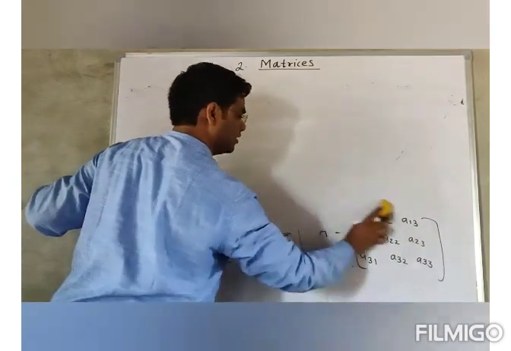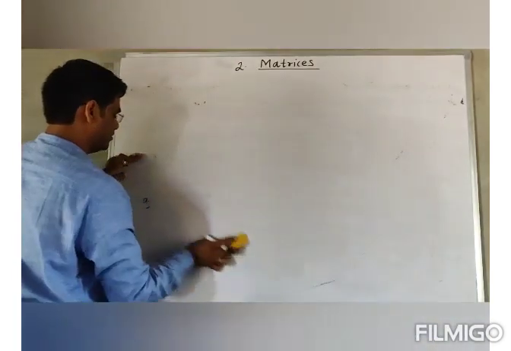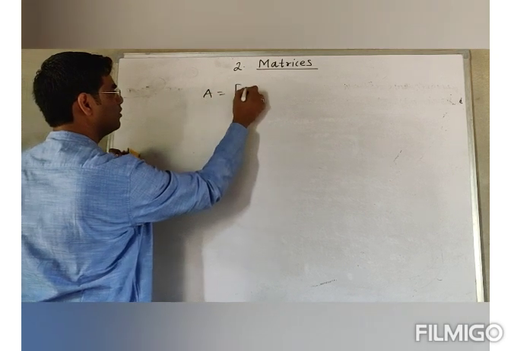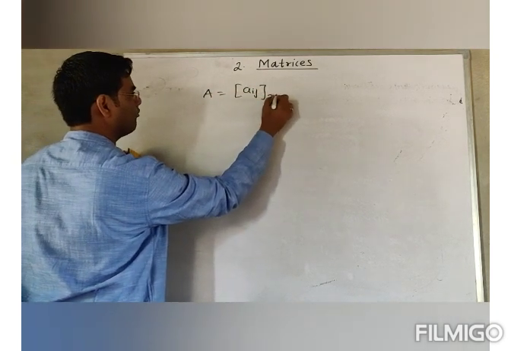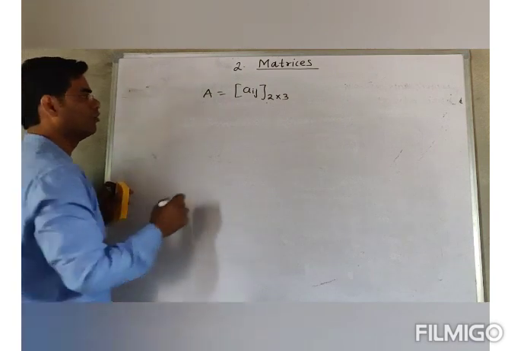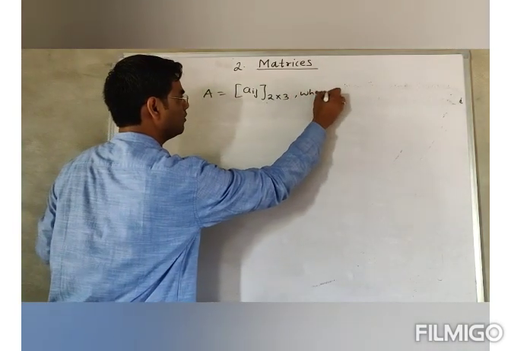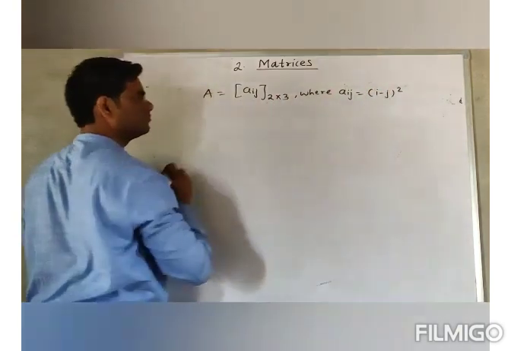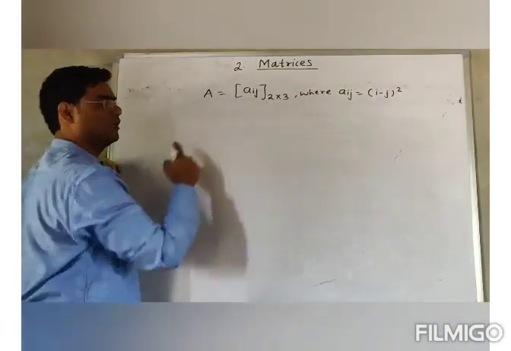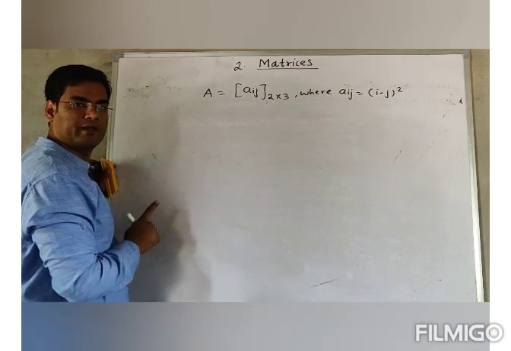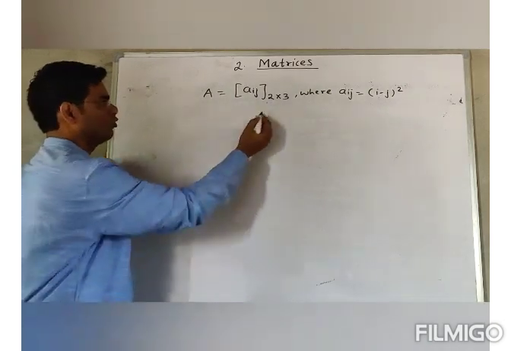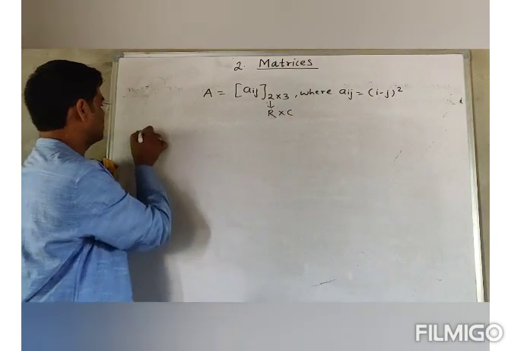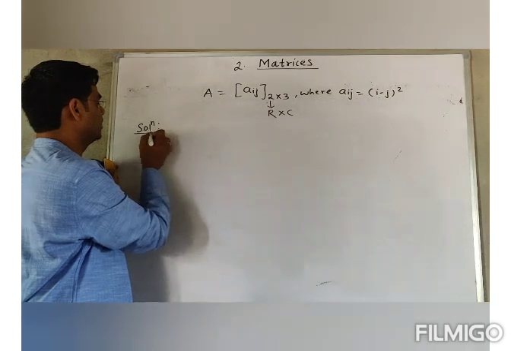From the first exercise, the question is: construct a matrix A of order 2 by 3, where Aij is equal to (i minus j) the whole square. Now what is the meaning of 2 by 3? 2 by 3 is known as the order of the matrix. 2 indicates the number of rows and 3 indicates the number of columns. So this matrix A contains 2 rows and 3 columns.